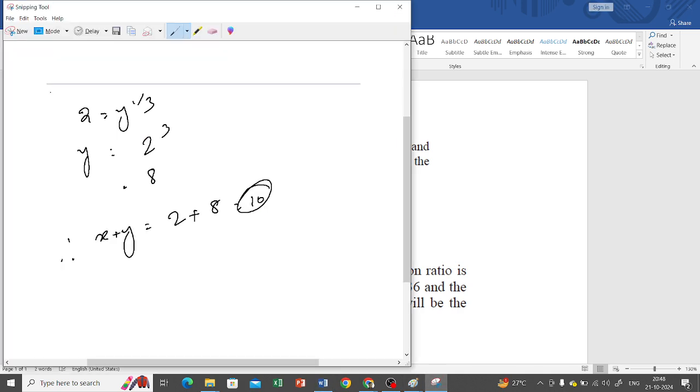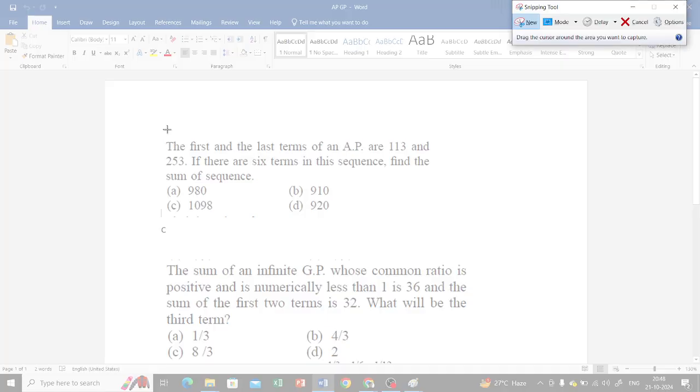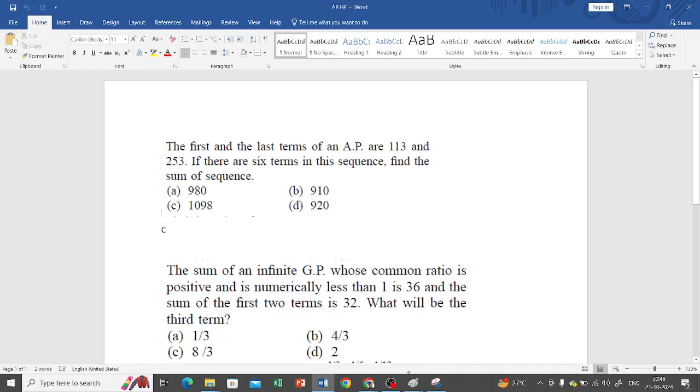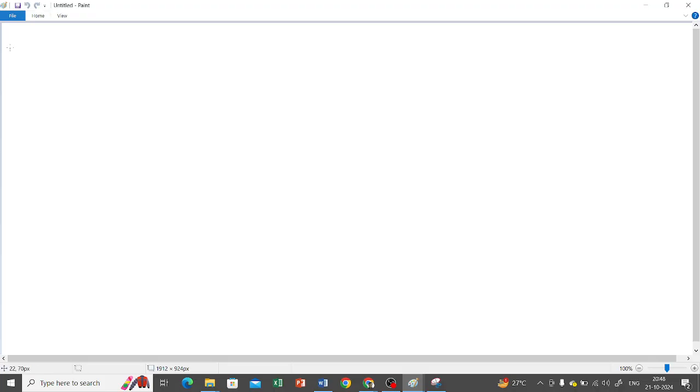Let's start this sum. Before that, if it is given that three terms are in GP, then what should I take? A by R, A and AR. Three terms are in GP means A by R, A and AR, right?